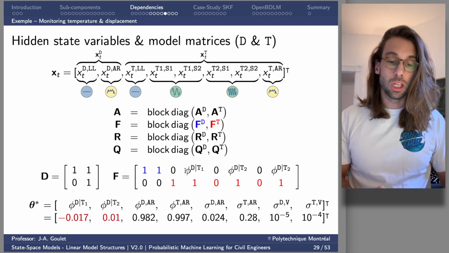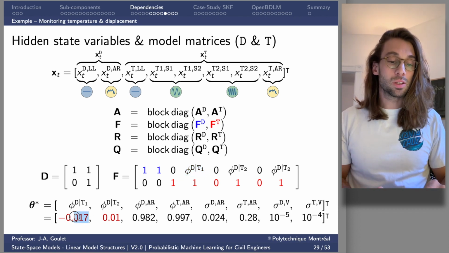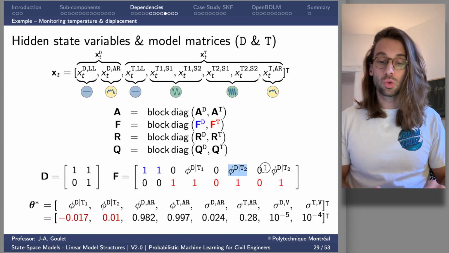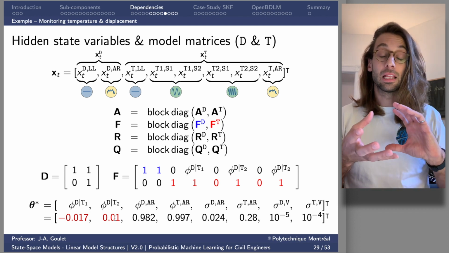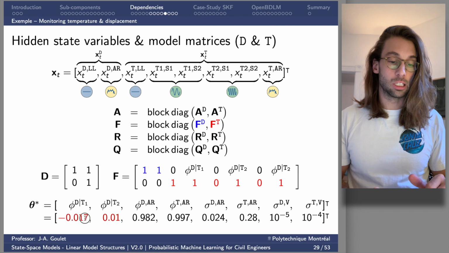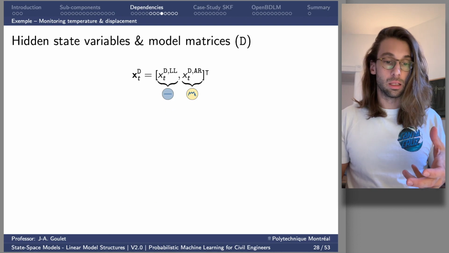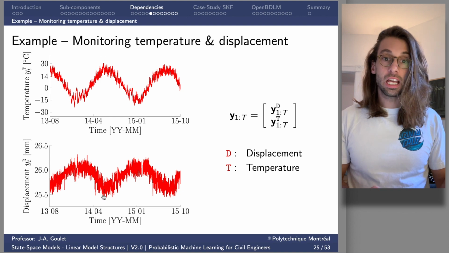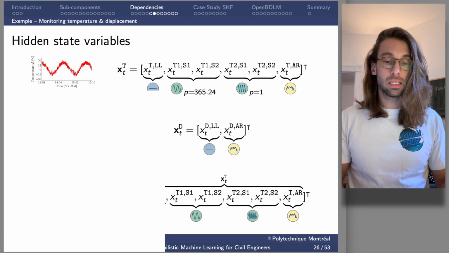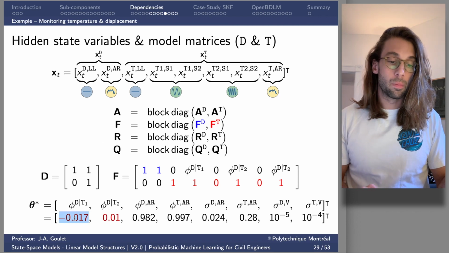So in that case, the long-term effect here controlled by phi d given t1 is minus 0.02, and the short-term effect is plus 0.01. What does it mean? It means here that long-term effects represented by this coefficient are negative. And this is what we observed before. So before we said that the long-term effects are negatively correlated, meaning that when the displacement is low, temperature is high, and vice versa. And this is what we obtain here in the sign of the regression coefficients that were inferred by the optimization algorithm.